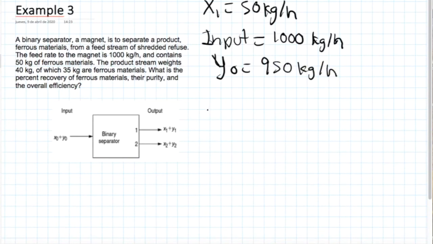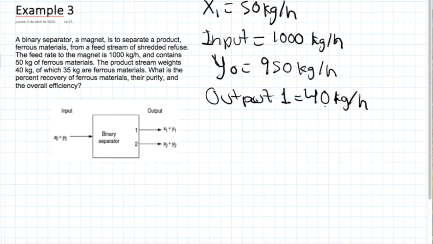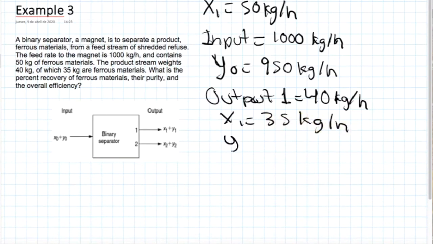Then another piece of information that we have is the value of the output, 1, and that is equal to 40 kilograms per hour, and x1 is equal to 35 kilograms per hour. So then we can already know the value of y1, which should be 5 kilograms per hour.